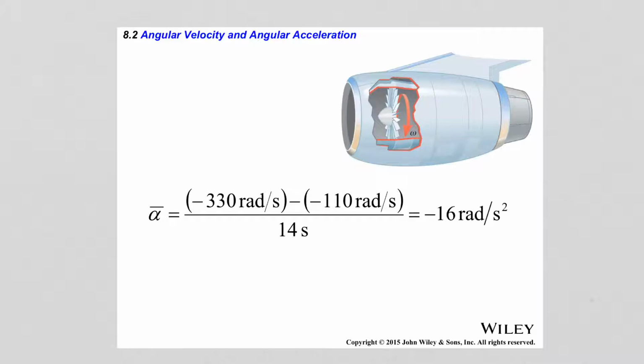So the change in angular velocity is the final angular velocity, negative 330 radians per second, minus the initial angular velocity, which is negative 110 radians per second, divided by 14 seconds. And the result is negative 16 radians per second squared. The minus sign here in front of the acceleration value indicates that the blades here are spinning in clockwise direction and also speeding up.